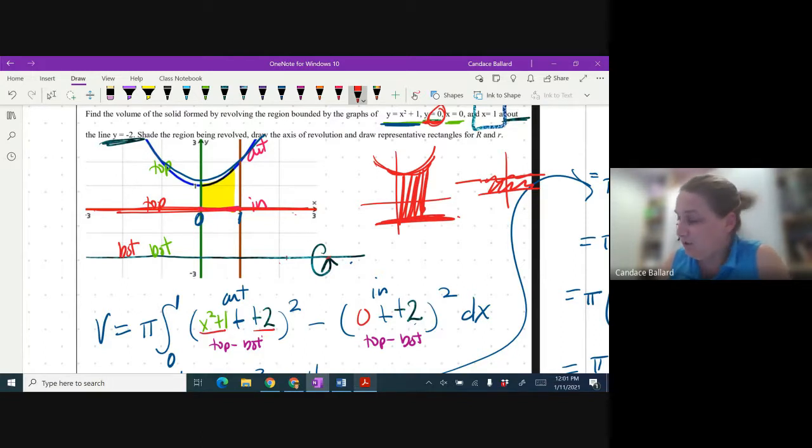And then I have to shift down to my other function, which in this case happened to be the x-axis. So my x-axis or my other function was y equals 0, which was my top curve, minus my y equals -2, which is my bottom curve.